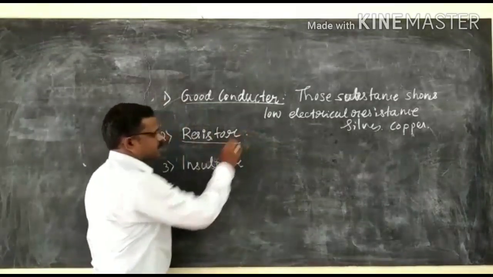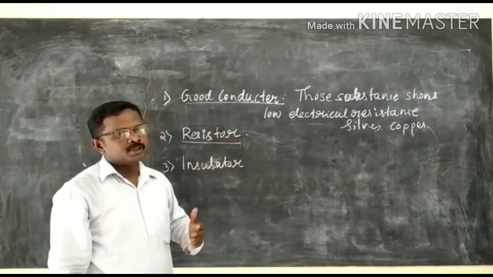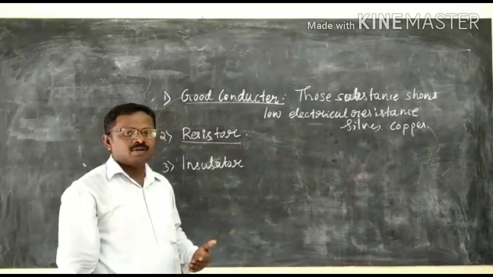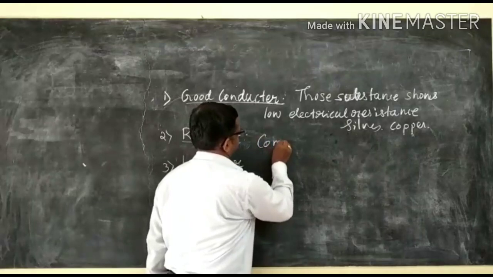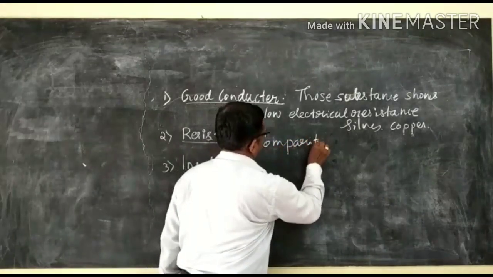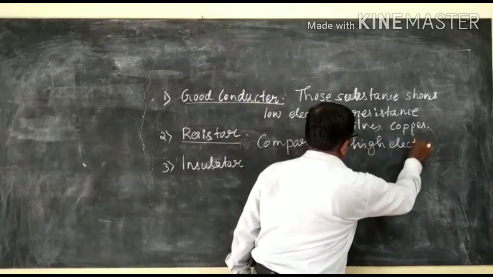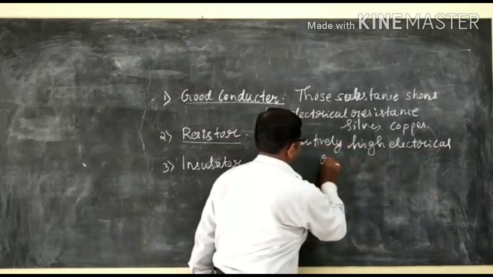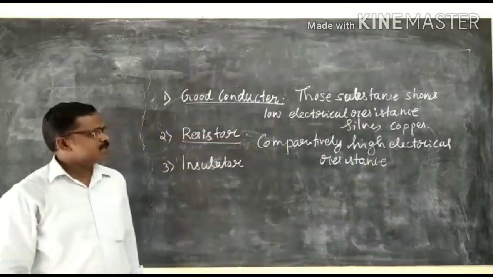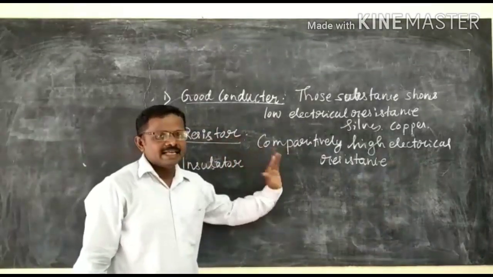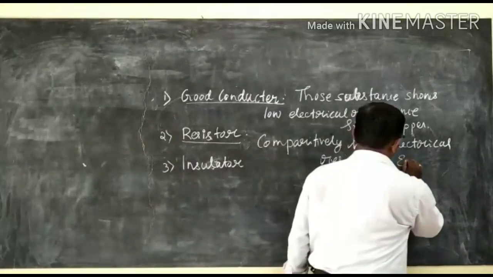What is a resistor? What is the definition of a resistor? Those substances which show the property of comparatively high electrical resistance are called resistors. An example is nichrome.